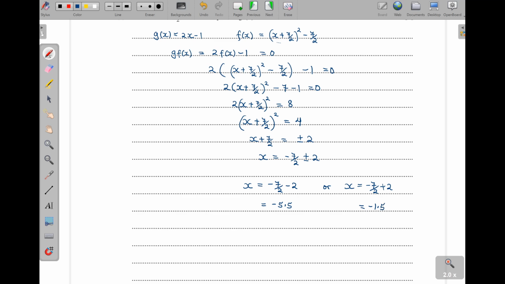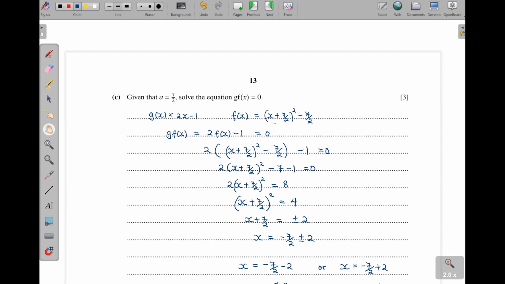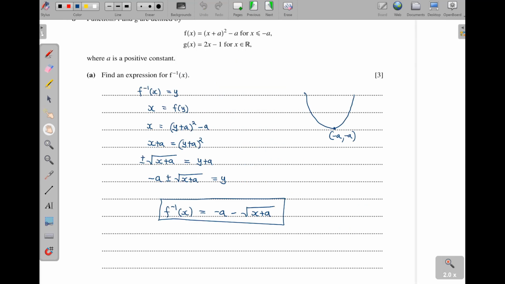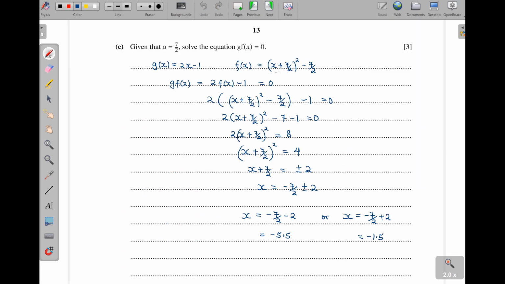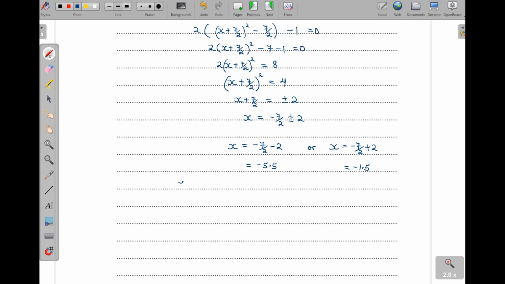Then after this, remember the values of x, because we are dealing with f of x in here, f of x is valid for these values which are less than negative 3.5, because a was given as 7 over 2. So I will conclude and say that for x less than or equal to negative 7 over 2, or negative 3.5, this therefore implies that our x is going to be negative 5.5, which I can write as negative 11 over 2. You can write it as a decimal or as a fraction. No problem.